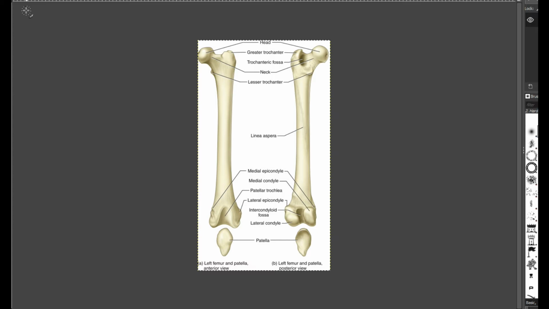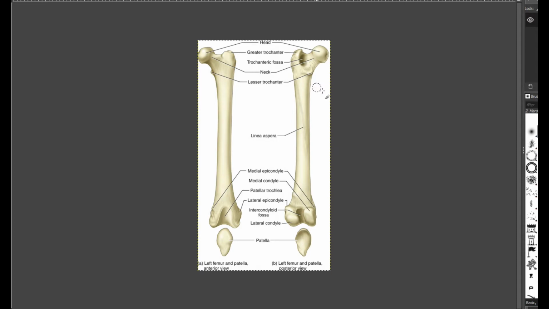Alright guys, so let's go ahead and take a look at the bones and joints of the leg and the foot. So first we'll start with the bones and look at the bony landmarks on them, and then we'll move into looking at where those bony landmarks come together to form those joints. So first we're starting with the femur.